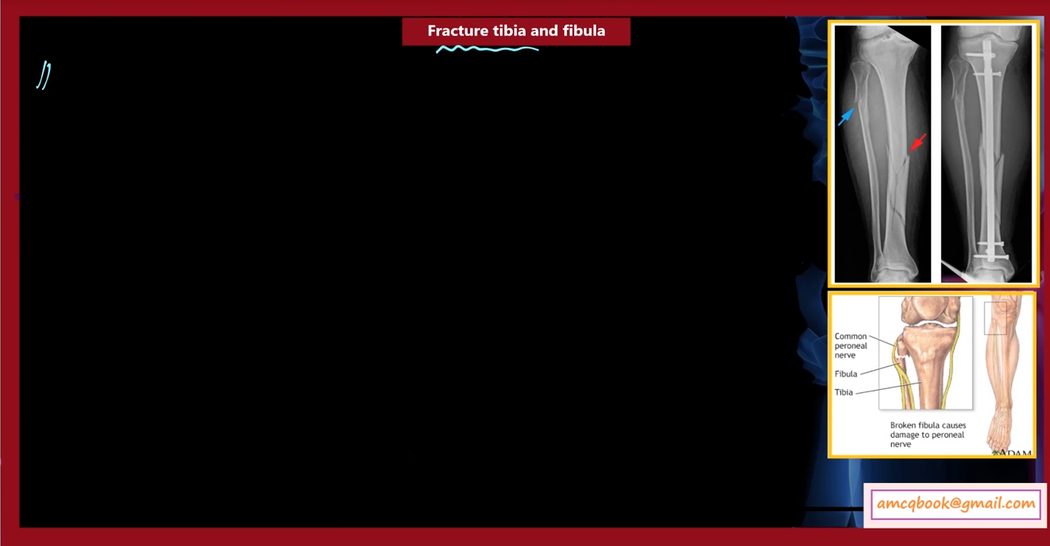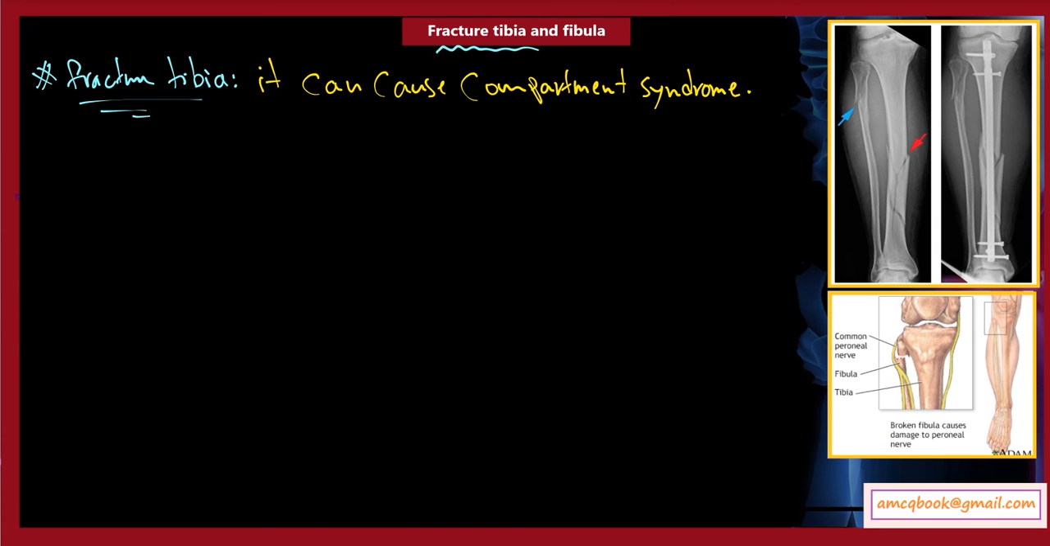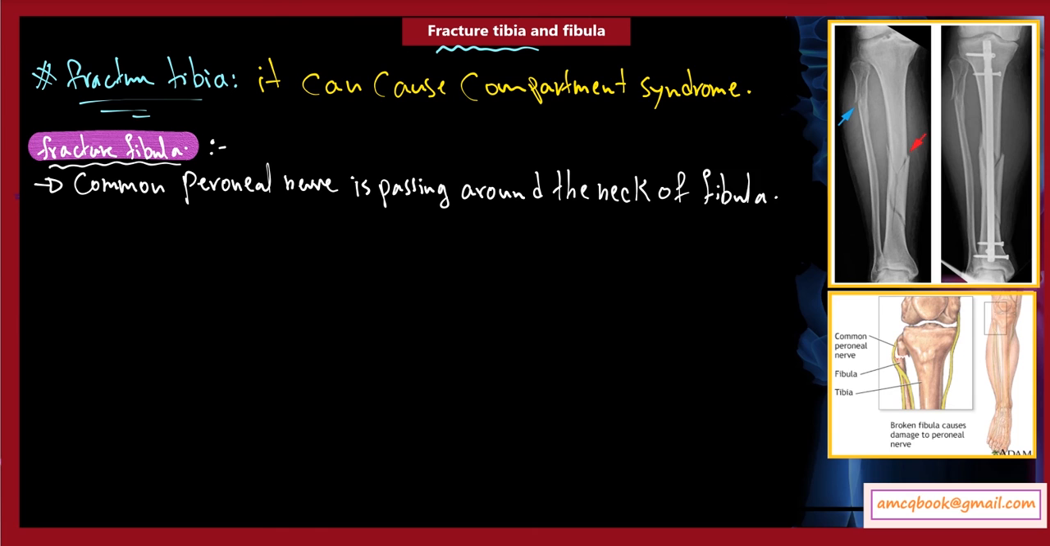Fractured tibia and fibula. Let's start with fractured tibia. Fractured tibia can cause bleeding inside, and this can lead to compartment syndrome, which is a huge important risk here, okay? While with fractured fibula, the common peroneal nerve passes around the neck of the fibula.